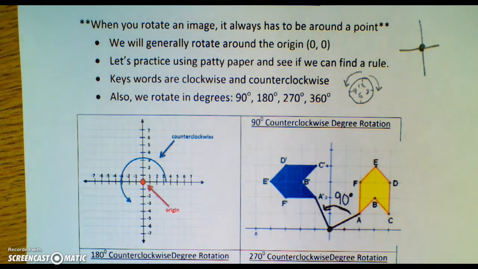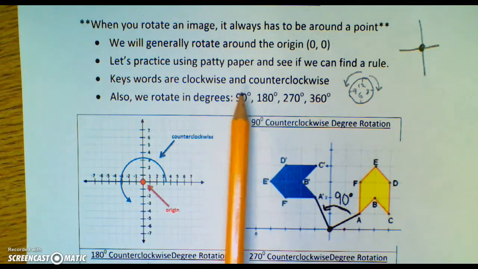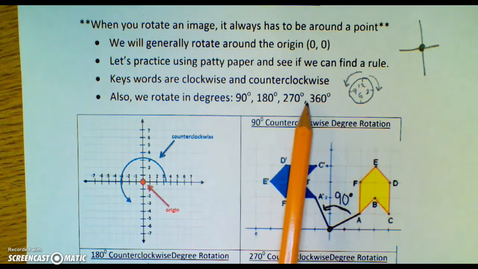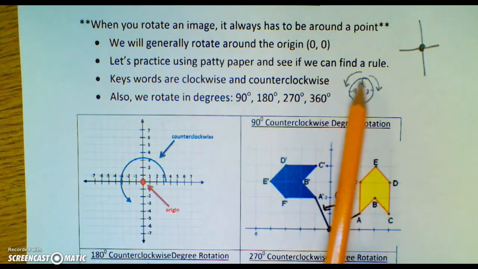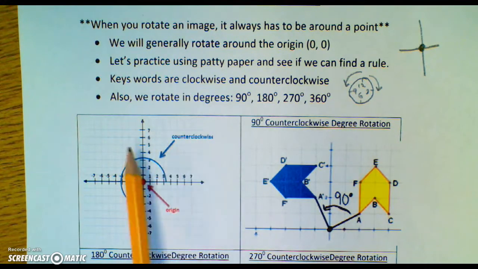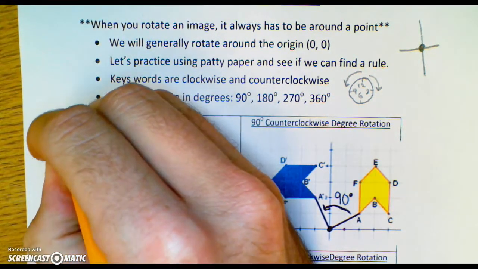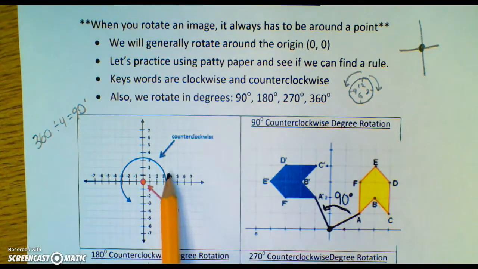And then the other thing to know is that we rotate in degrees. So we rotate in increments of 90s. We start off at 90, then 180, 270, and 360. Because if you think about it, if you rotate in a full circle, you've probably heard this before, you rotate 360 degrees. But when we have a coordinate plane, there are 4 quadrants. So 360 divided by 90 is 4, right? Or 360 divided by 4 is 90. So we're breaking this up into 90-degree sections.